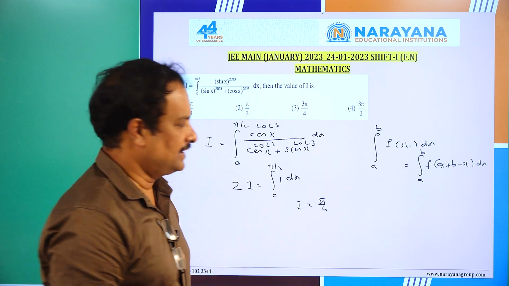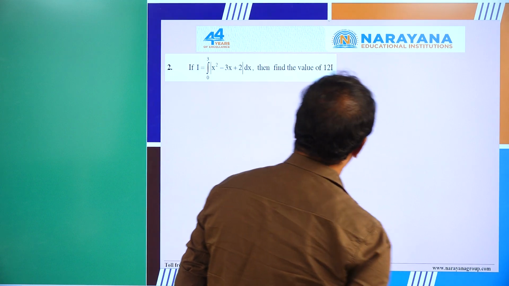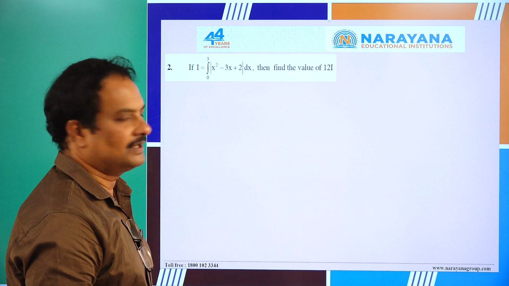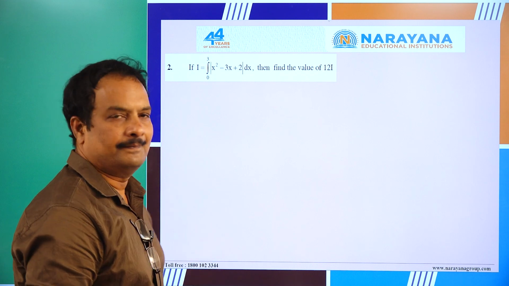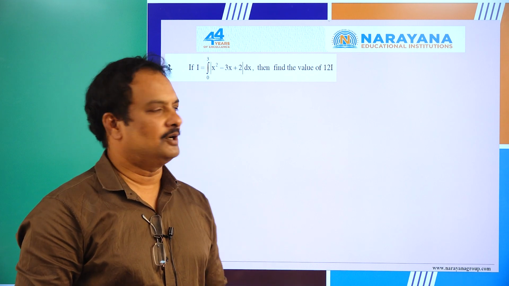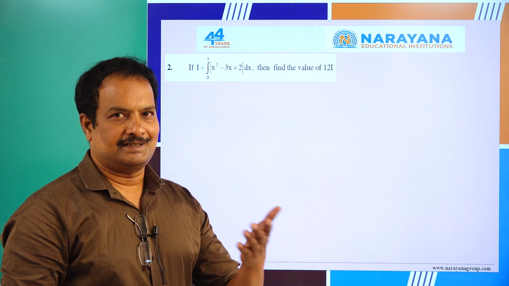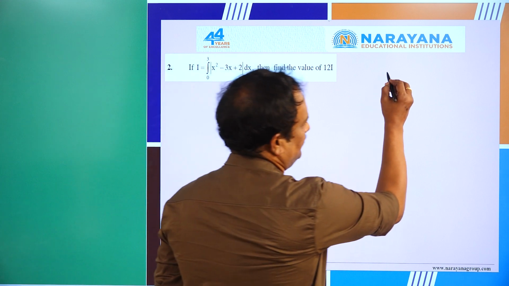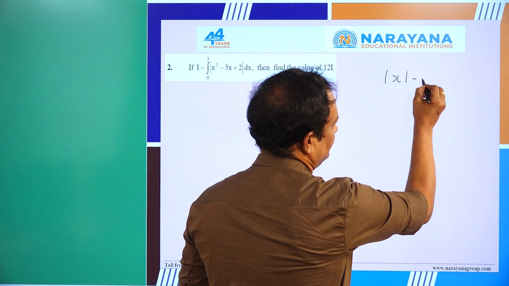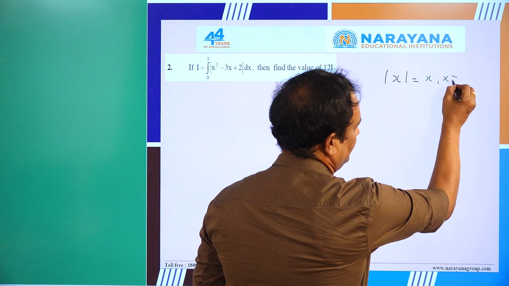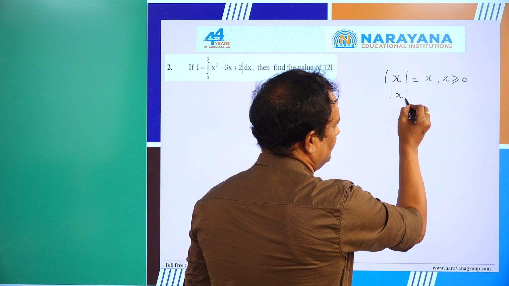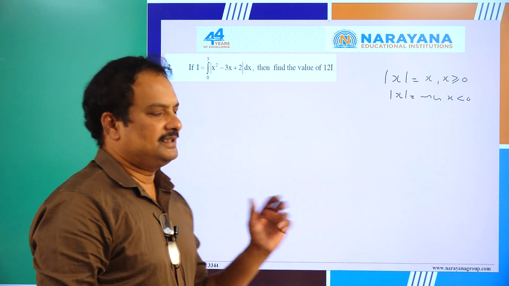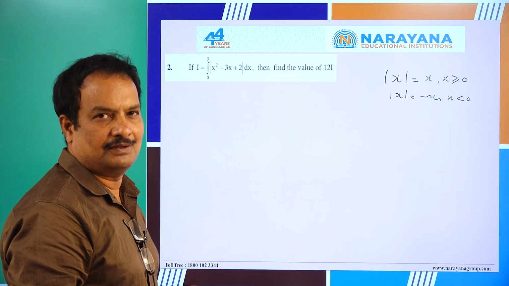Now let us go to the second question. According to this one, we are supposed to find the integral of the modulus of x square minus 3x plus 2 from 0 to 3. So recall the modulus x property. The modulus x is equal to x whenever x is greater than or equal to 0. It is equal to minus x whenever x is less than 0. So just based on this property, we are going to use that in the simplification of this.